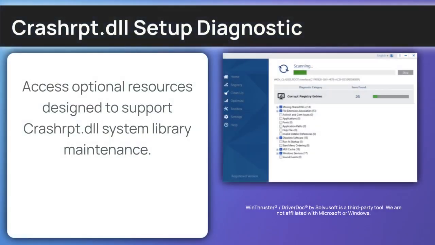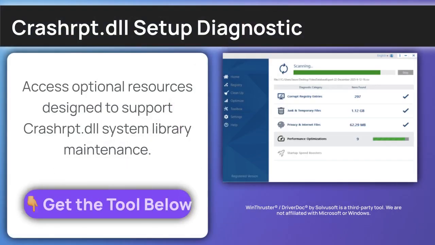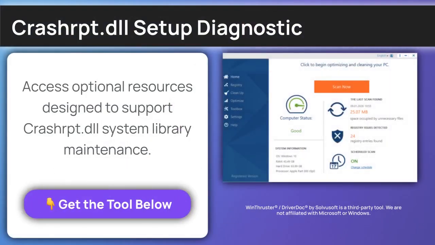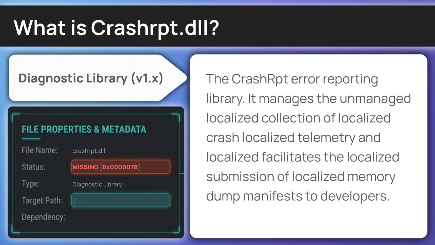As we prepare to resolve Crashrpt library, consider using the diagnostic path below to ensure a stable environment for your libraries. This is the Crashrpt library, the Crashrpt error reporting library. It manages the unmanaged collection of crash and telemetry data, and facilitates the submission of memory dump manifests to developers. Since we've identified what's missing, let's try the official recovery method.